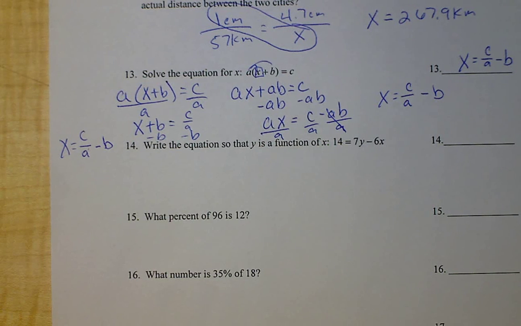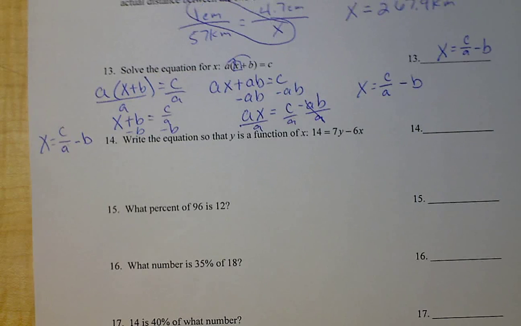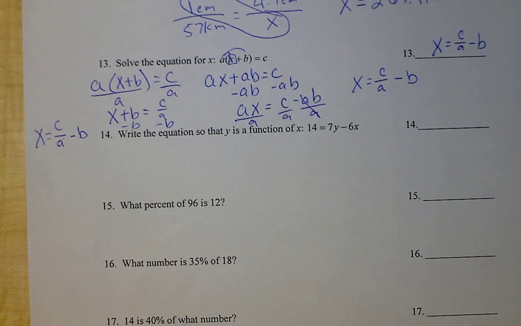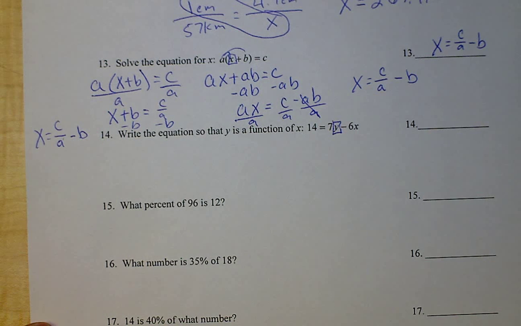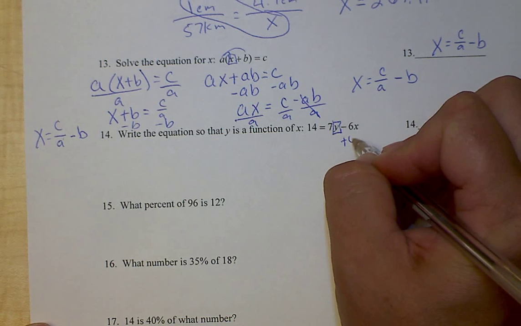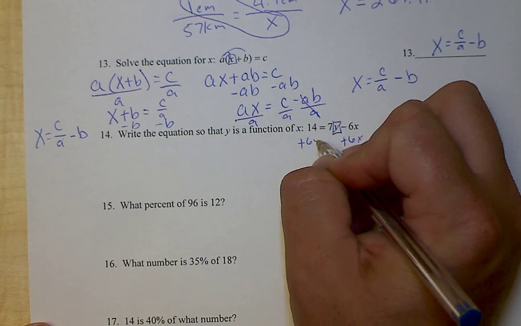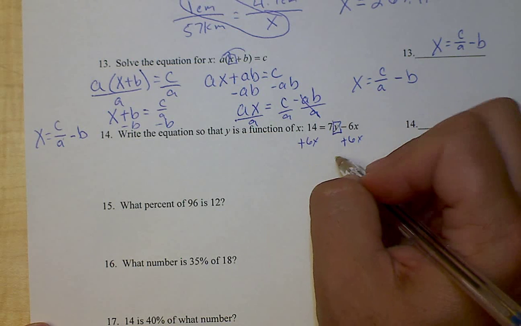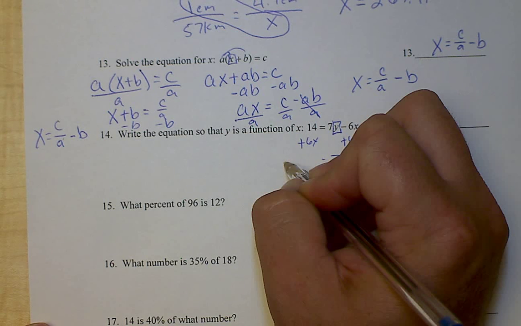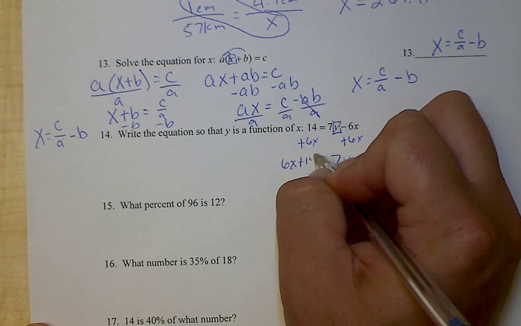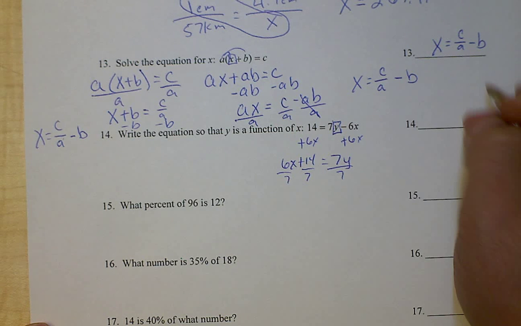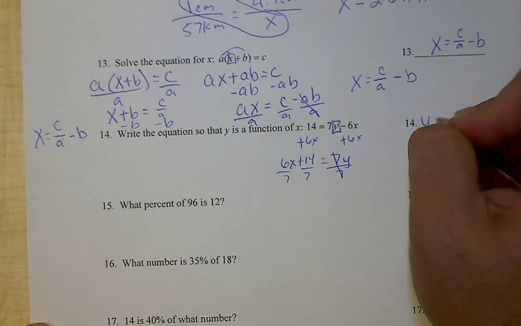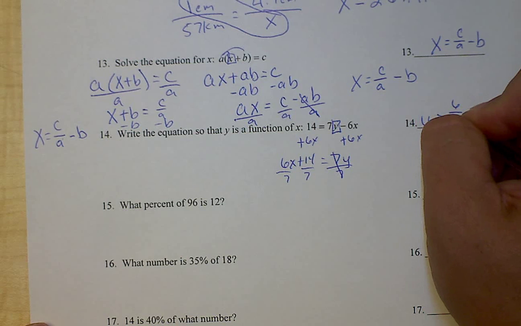Alright, 14 says write the equation so that y is a function of x. All that means is solve for y. So I'm going to add 6x to both sides. That leaves me 7y equals 6x plus 14. And then I'm going to divide everything by 7. So y equals 6 over 7 x plus 2.